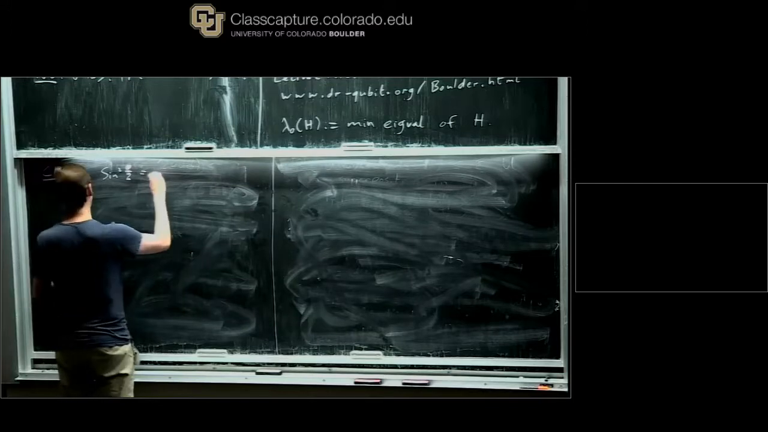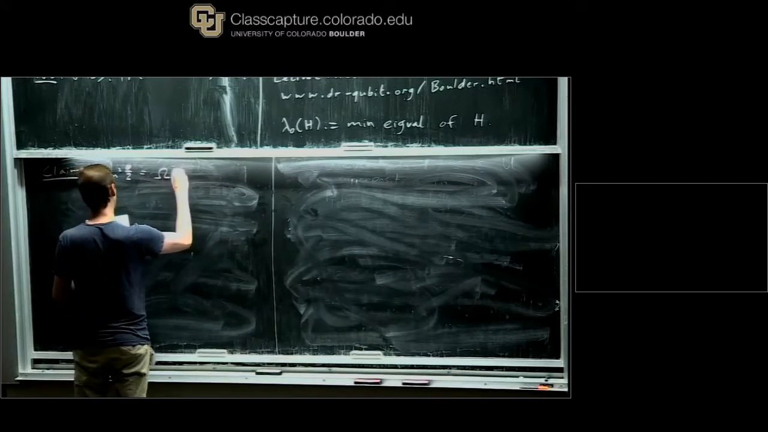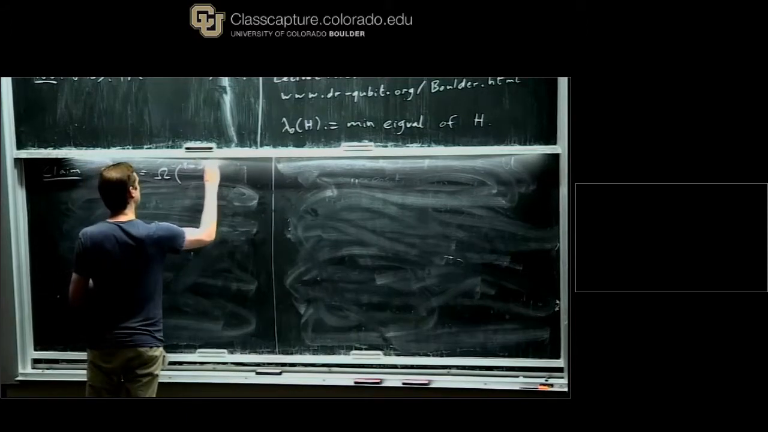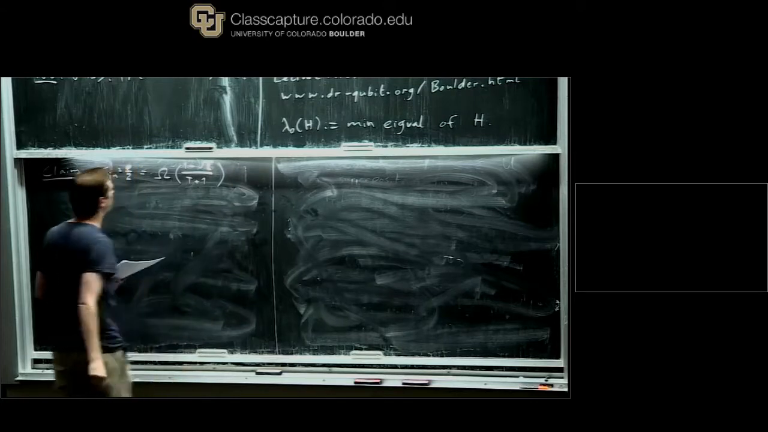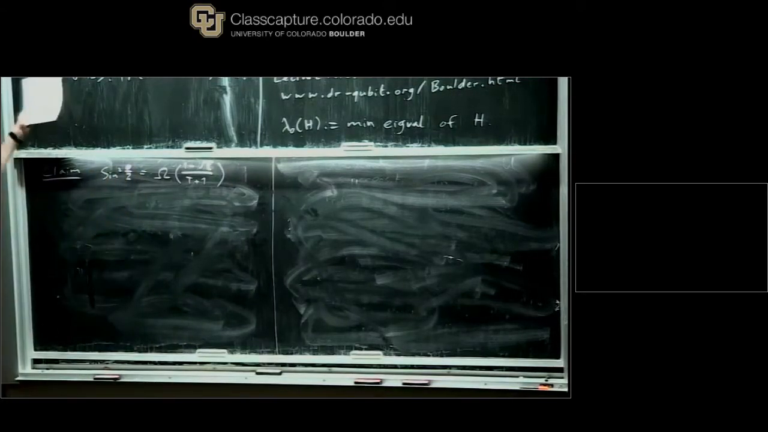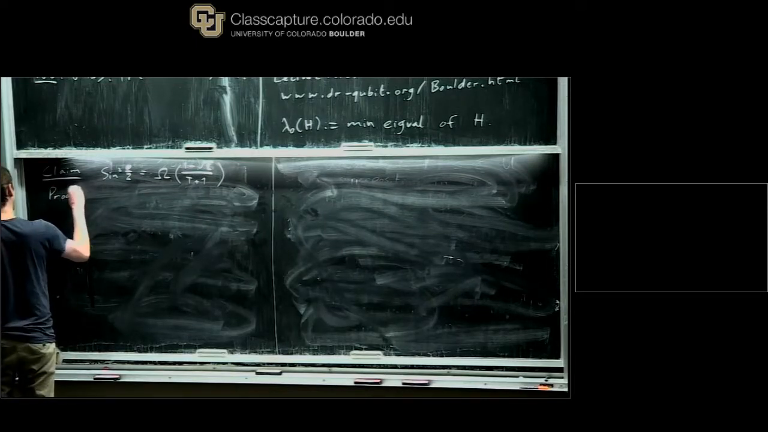So, claim that this thing I'm trying to bound is asymptotically lower bounded by 1 minus root epsilon, where epsilon is this epsilon over t plus 1. So let's try and prove this.